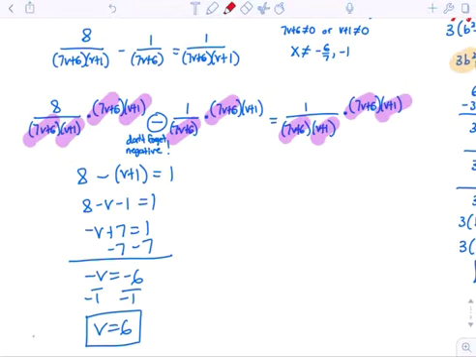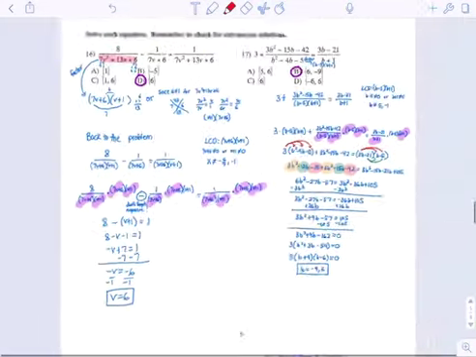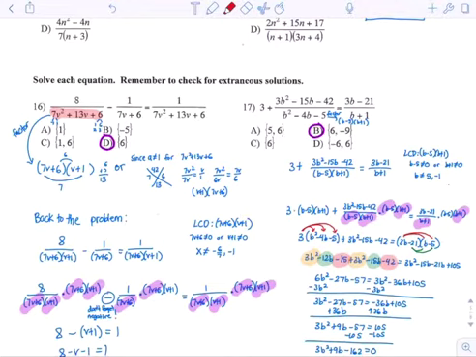So you guys just simplify and go from there, and you should get v is equal to 6. Now remember, check your excluded values, because if what you found is in your excluded values, that means it's called an extraneous solution, which means it can't be one of your answers. Okay, so v equals 6 is your guys' answer, which is D.